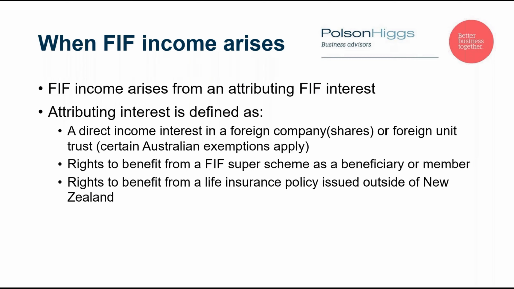When do I have income from a FIF? Well, FIF income arises from attributing interest in a FIF. So what's an attributing interest? Well, on an easy basis, where it's shares, it's my direct income interest, my percentage of my shares in the FIF. So how many shares I have, and they will generate my attributing interest. Where I'm not dealing in shares, where I'm dealing in these foreign super schemes, it's the right to benefit from the scheme. But for most of the time, we're looking at shares in a foreign company, so it's my shares. That's my attributing interest in my FIF.